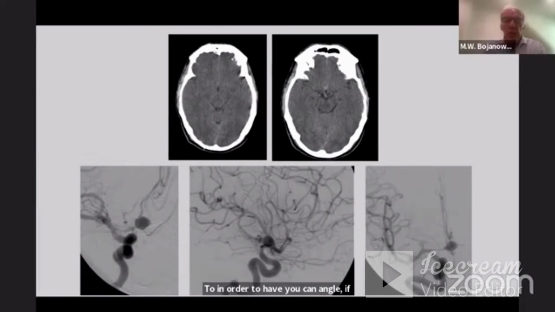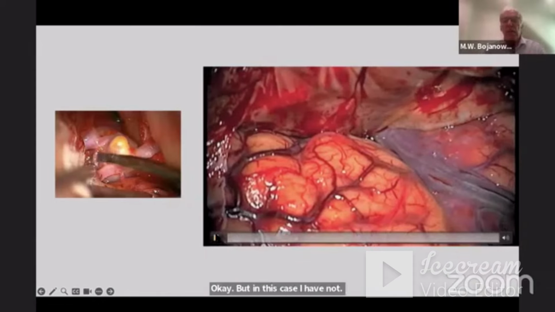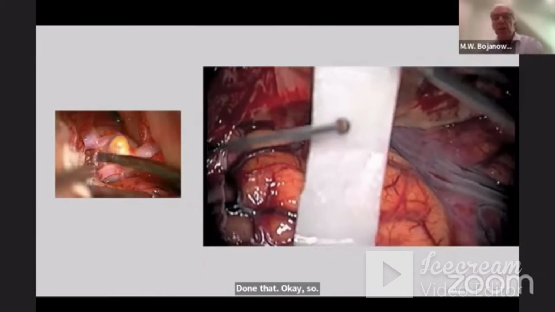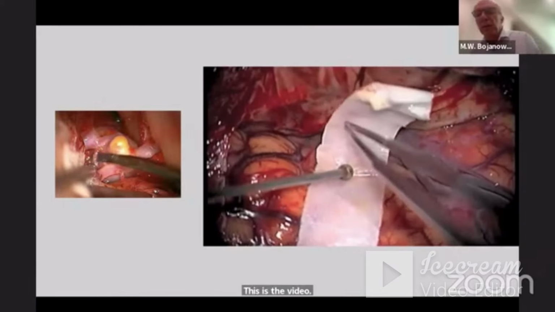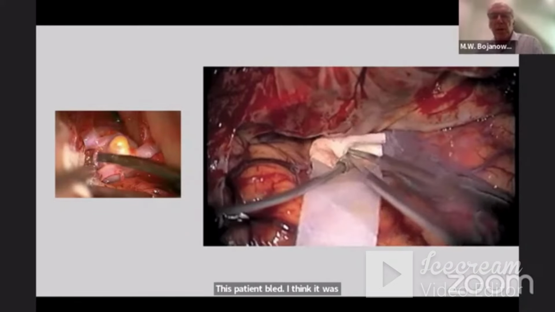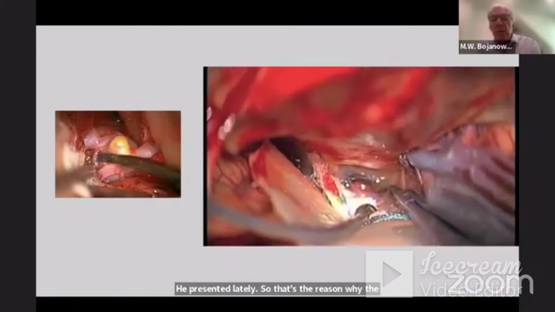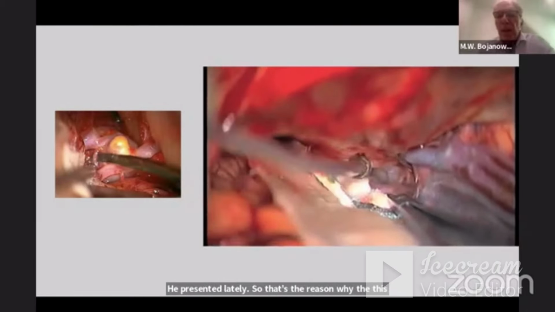Okay, but in this case, I have not done that. Okay, so this is the video. You see, this patient bled, I think it was almost over 10 days after he presented lately. So that's the reason why the brain is a little bit yellowish.